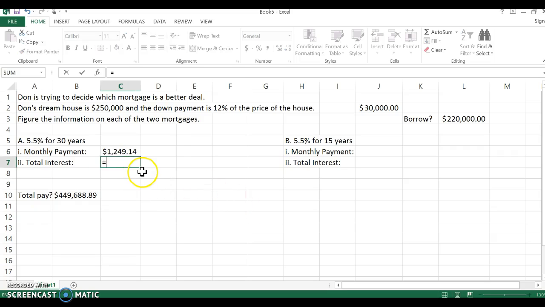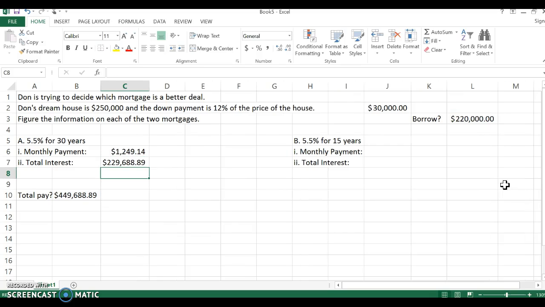Well, I only borrowed $220,000. So to find the total interest, the total amount that I paid minus the amount that I borrowed, and I know I'm using cell references, so you've got to kind of keep track of the colors here, but the total paid minus how much you borrowed, what's left is the interest. So I borrowed $220,000, but I'm paying more than that just in interest. So with this mortgage A, you're actually paying more than double what you borrowed for this house, which is really depressing when you think about it.